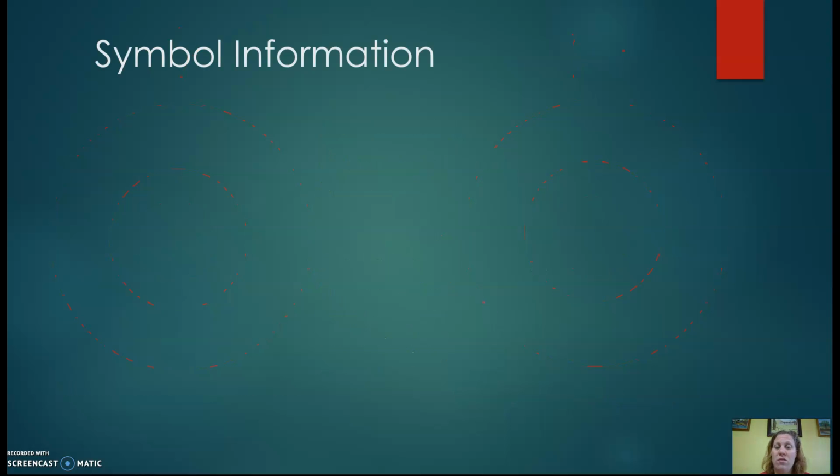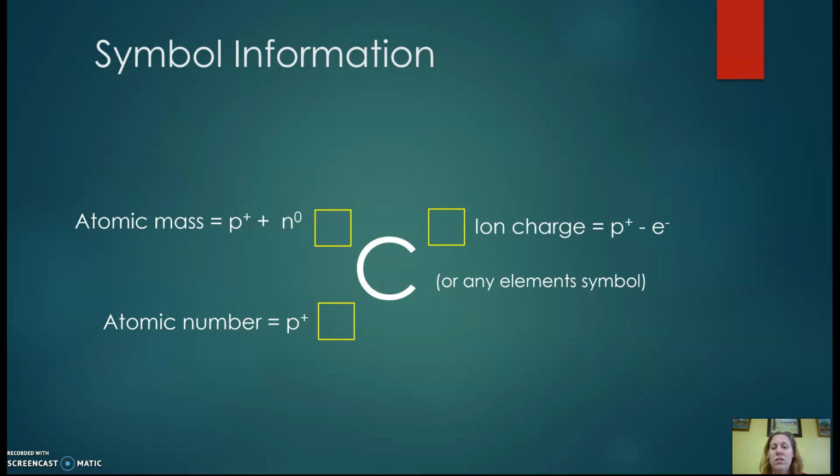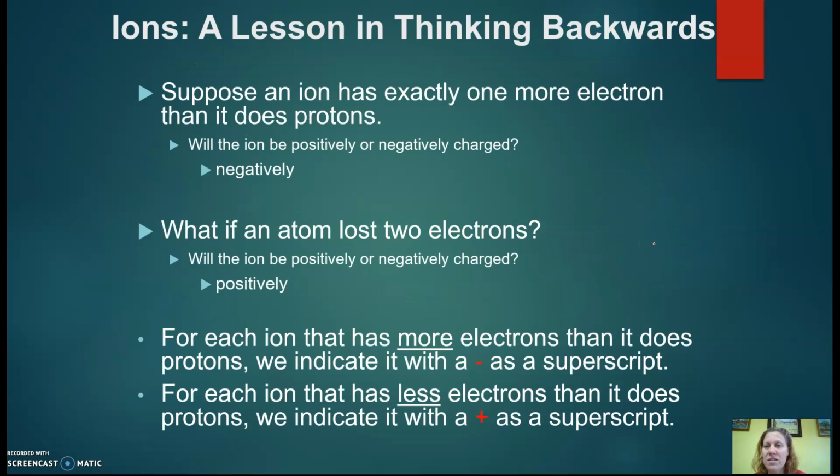So now we have our symbol again. When we see the symbol, we did this side the other day. Today, ion charge will end up being protons minus electrons, and we'll talk more about that in a second. Ions are a lesson in thinking backwards.